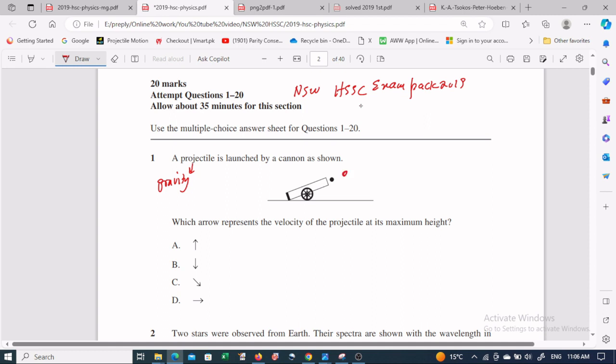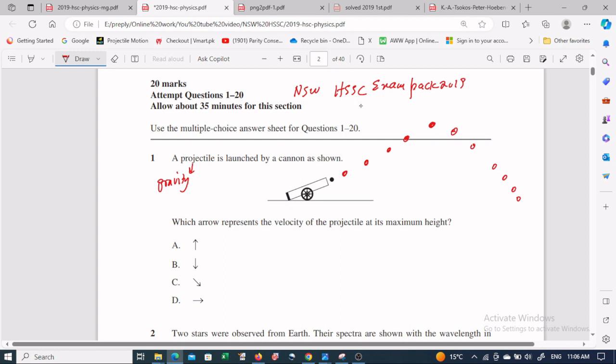So we have launched this, and it will go in this direction. It will reach the maximum height, then return to the ground and ultimately hit the target. The examiner asks which arrow represents the velocity of the projectile at its maximum height. So here is the maximum height. What is the component of velocity at the maximum height?